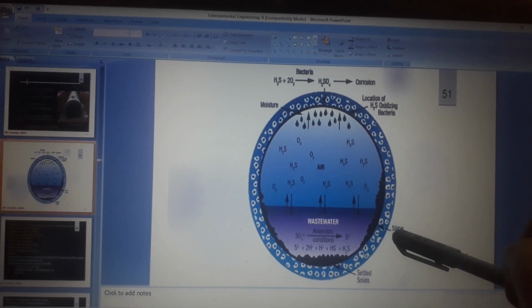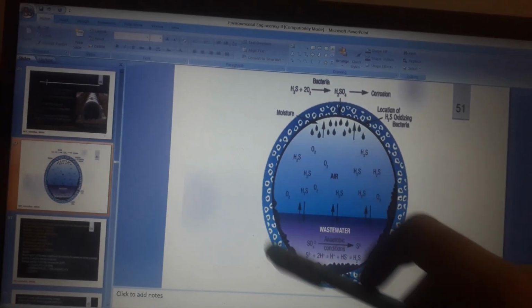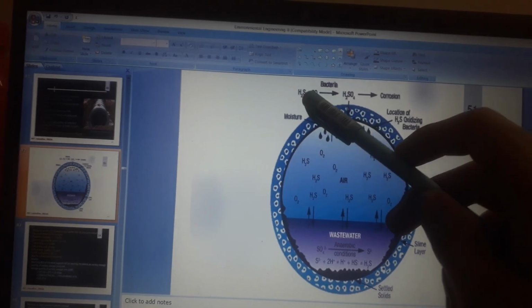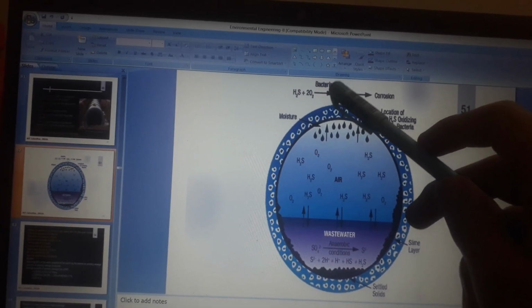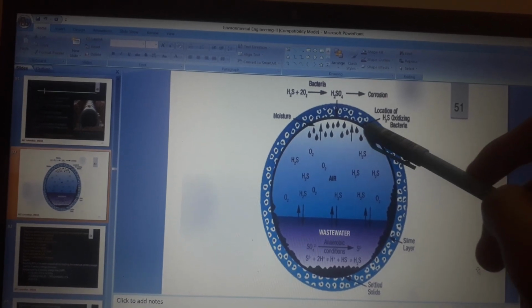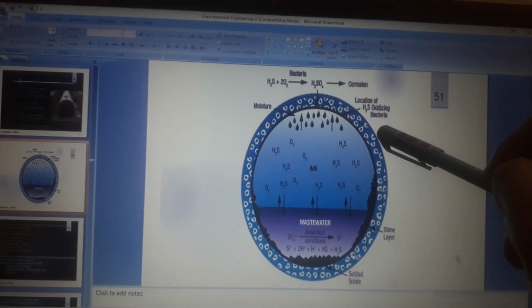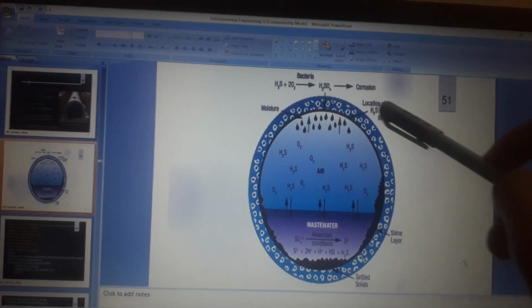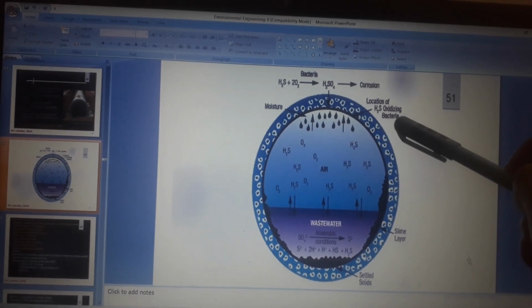This is the slime layer. Here moisture. Here H2S plus 2 oxygen in the presence of bacteria gives H2SO4. Then H2SO4 leads to corrosion. Location of hydrogen sulfide oxidizing bacteria.